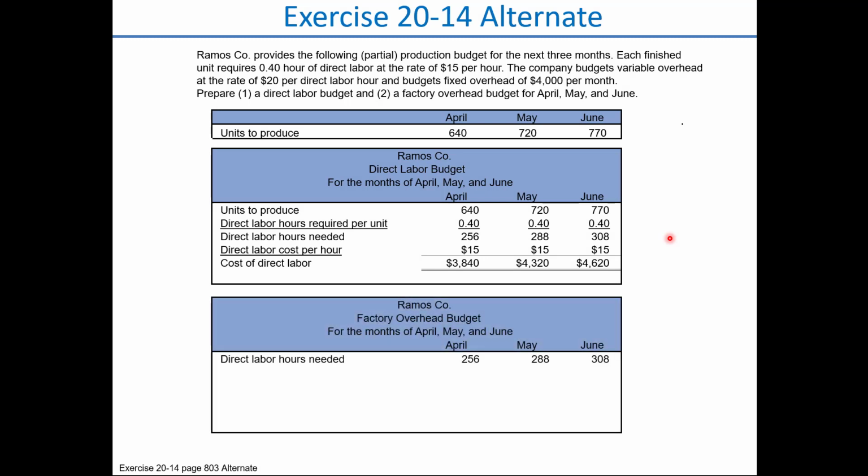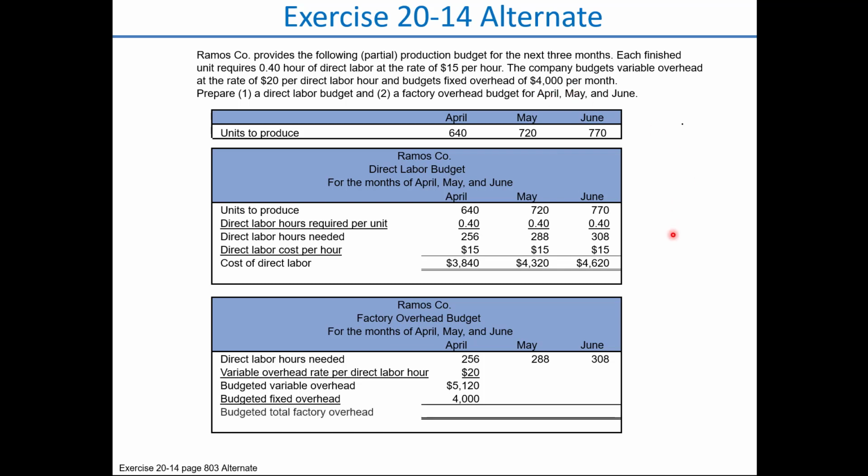Factory overhead, it says variable overhead is $20 per direct labor hour. So right here, this row shows us our direct labor hours needed. And those are the numbers that are transferred down here. Multiply by the $20 that they told us. Add the fixed overhead, which is $4,000 per month. Add these together to get the total factory overhead budget.